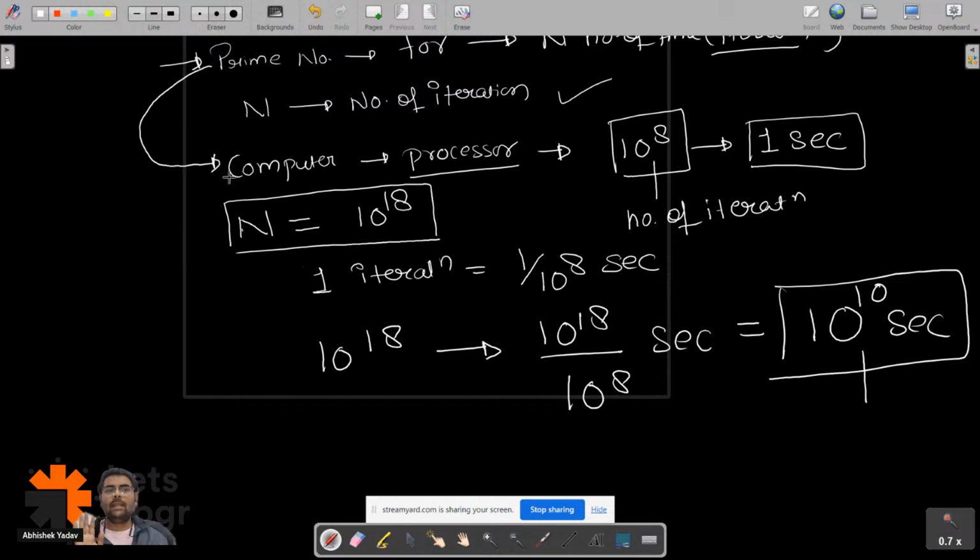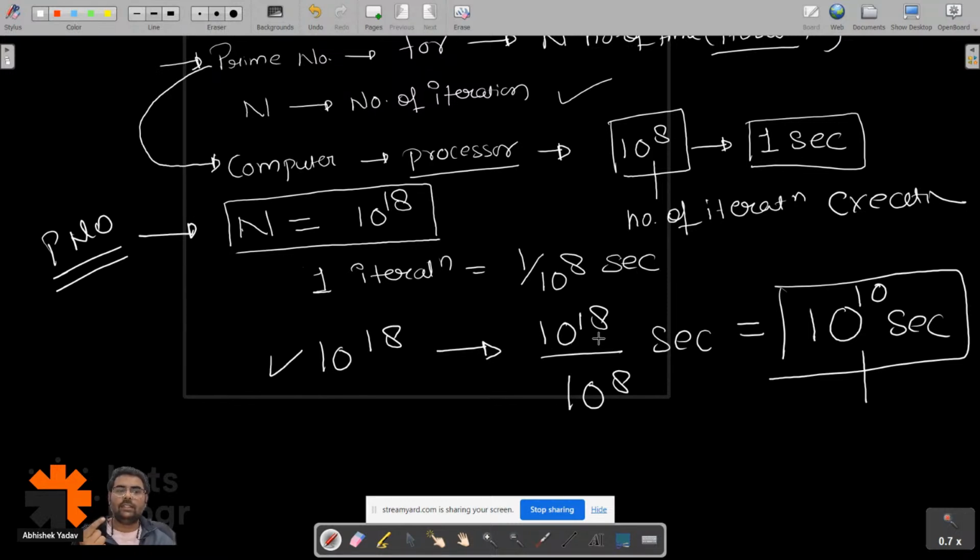Okay. What I am doing, I am taking a computer that has a processor, and this processor is doing 10 to the power 8 iterations of execution in 1 second. So if I have to check whether 10 to the power 18 is a prime number or not, how much time will my computer take? One iteration is equal to 1 divided by 10 to the power 8 second. So 10 to the power 18 iterations will be equal to 10 to the power 18 divided by 10 to the power 8 seconds, right?